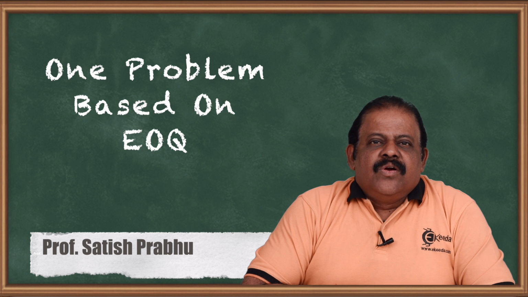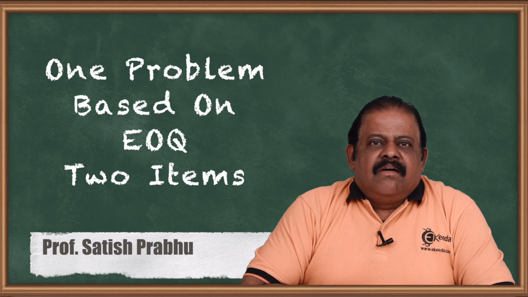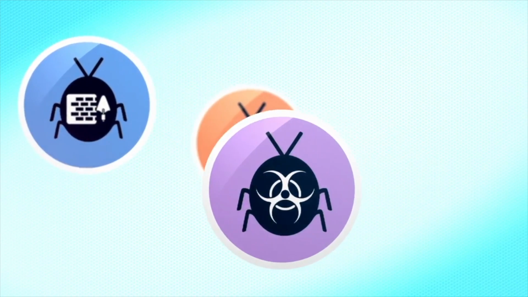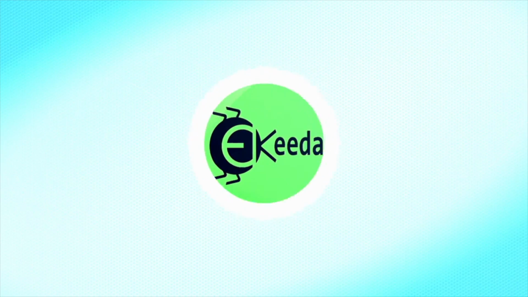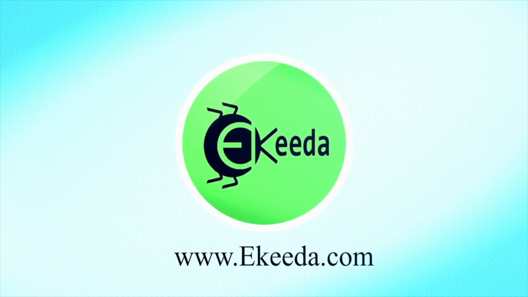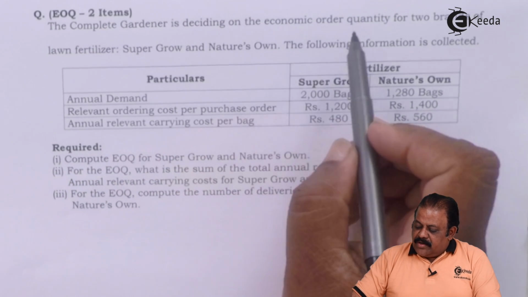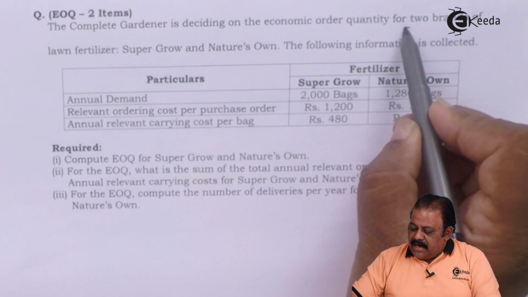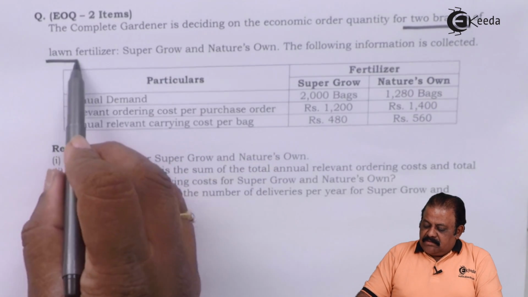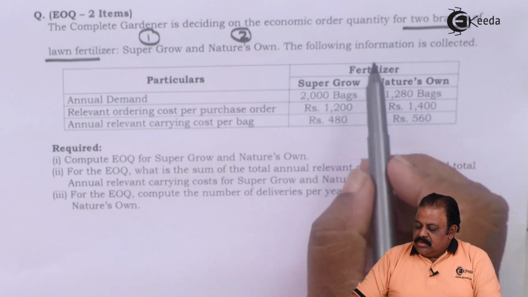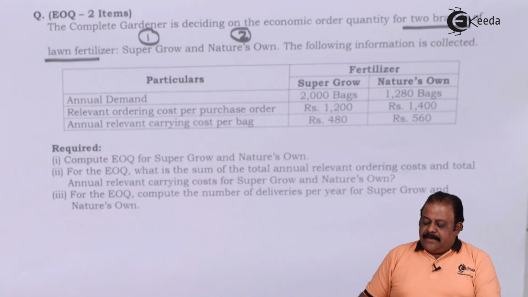Hello friends, today we'll be discussing an advanced question of economic order quantity where two products are involved. Let us read the question. The complete gardener is deciding on economic order quantity for two brands of lawn fertilizers, Super Grow and Nature's Own. The following information is collected.